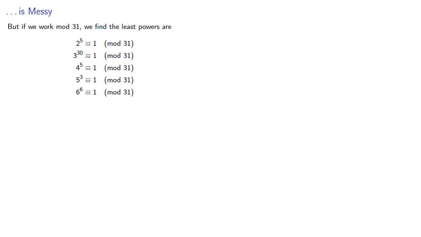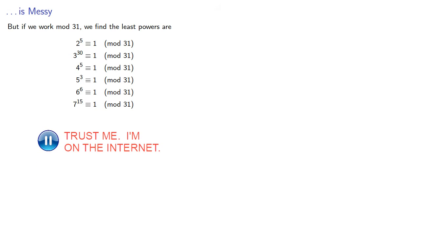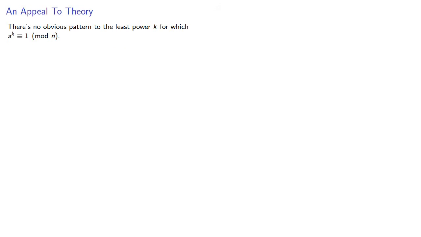But if we work mod 31, we find the least powers skip around quite a bit more. 2 to the 5th is congruent to 1, but 3 to the 30th is congruent to 1. 4 to the 5th is congruent to 1, 5 to the 3rd, 6 to the 6th, and 7 to the 15th. So there's no obvious pattern to the least power k for which a to the power k is congruent to 1 mod n.